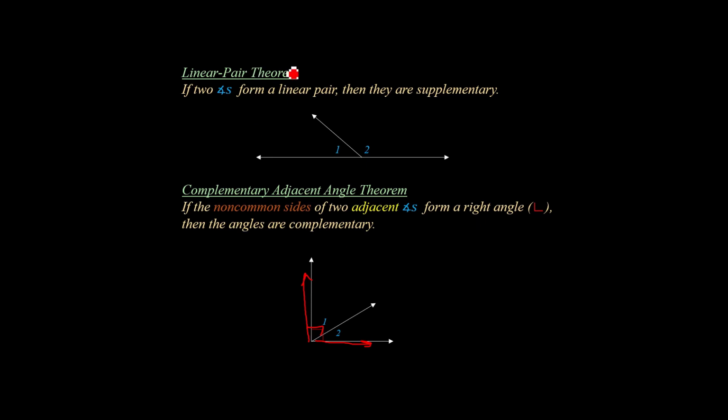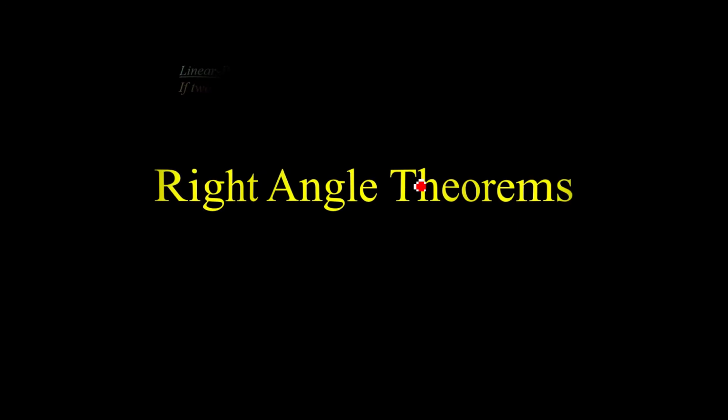Now these names, like the linear pair theorem and the complementary adjacent angle theorem, you can come up with whatever name one likes to remember these. Those are actually my affectionate names for these theorems, and different books have different names for these theorems. The names themselves are not important, as you know. The actual phrasing of the theorem itself is very important.